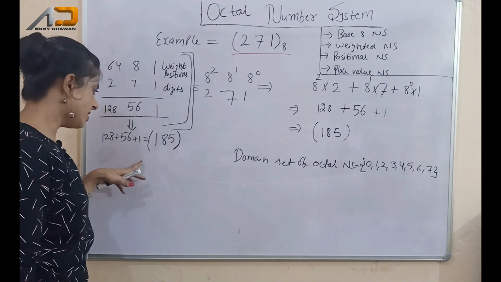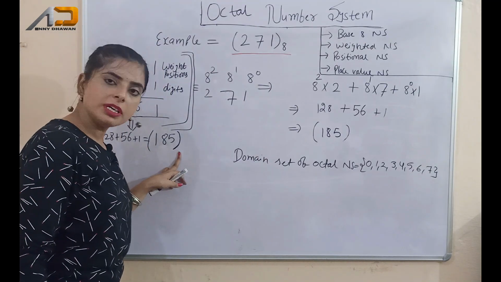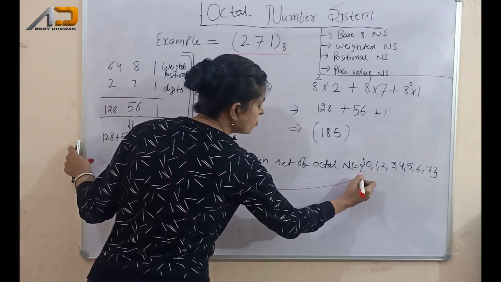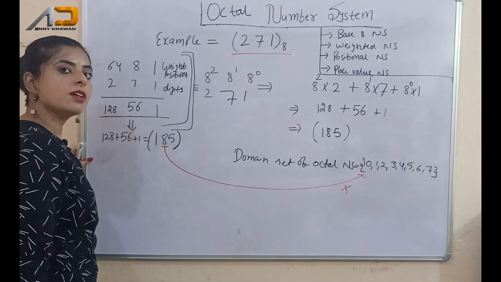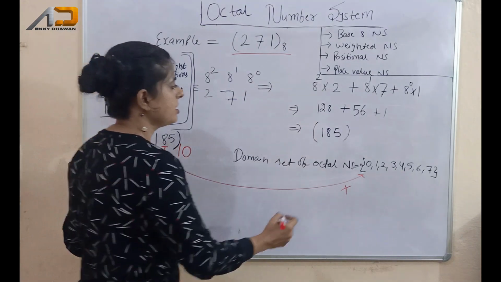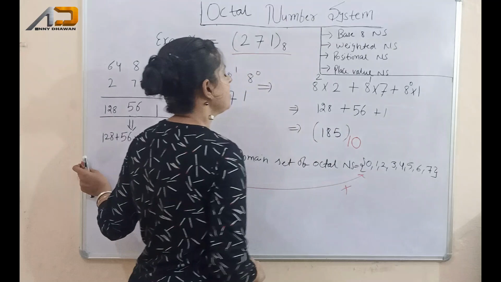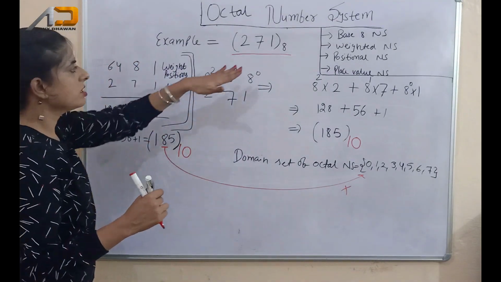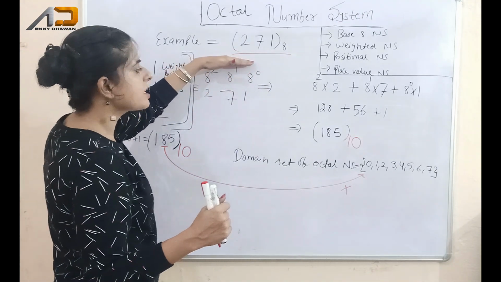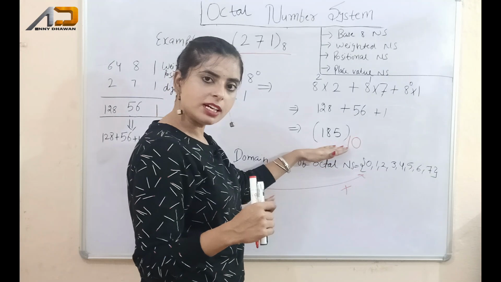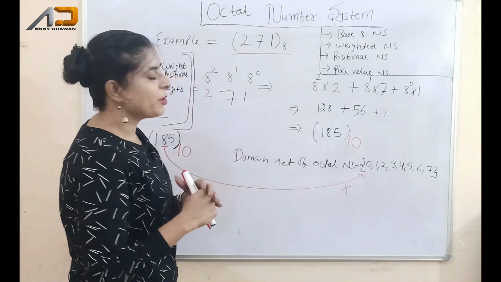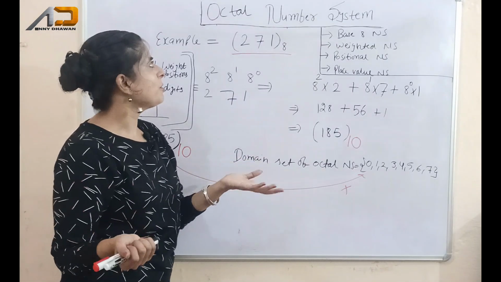Now let's have a look at this number. We can't say this number is an octal number because this digit 8 doesn't belong to the domain set of the octal number system. And this number is actually a decimal number. So whenever you write an octal number under its weight positions and solve the equation, then the resulting number would be in the decimal number system. I hope you guys have got my point well.